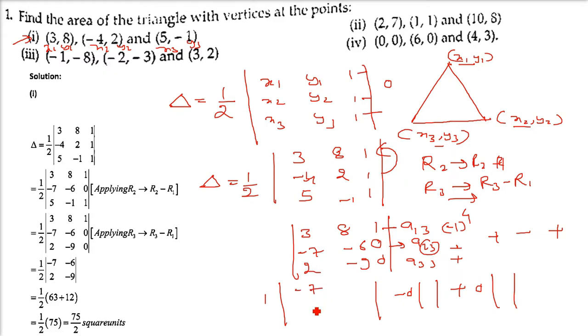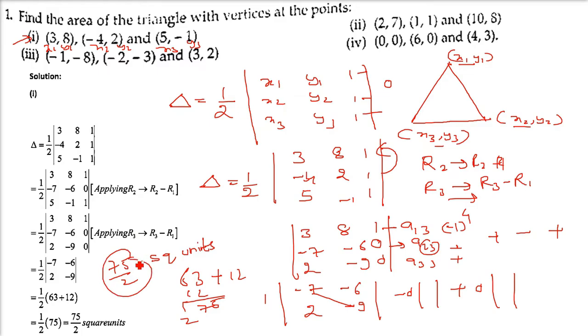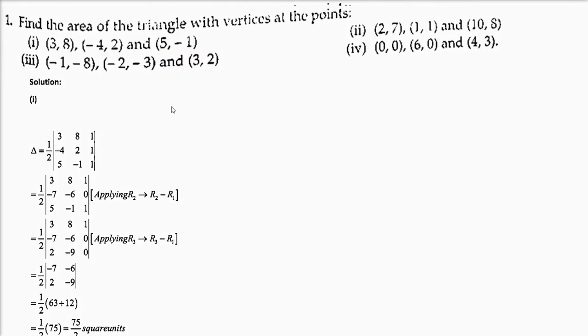So minus 7, 2, minus 6 and minus 9. So minus 7 times minus 9 is 63, and then minus of minus 12 will become plus 12. So this is 75. Now this is half of 75. 75 by 2 is the answer. You can divide also and write, but it has to be in square units, because area always comes in square units. 75 by 2. You can write it in decimals also.